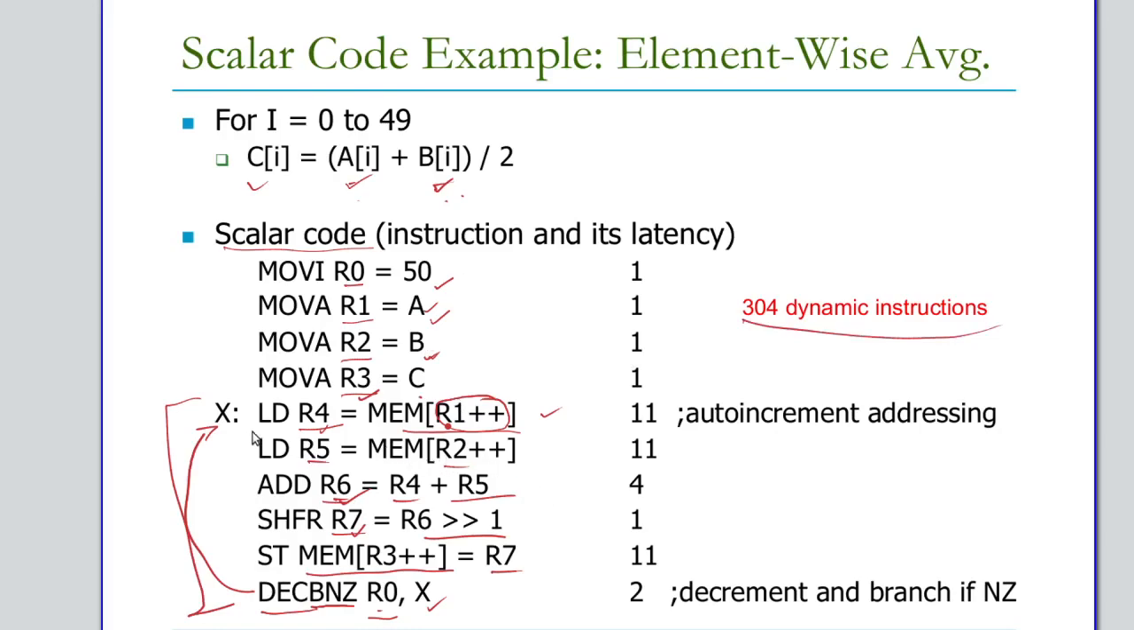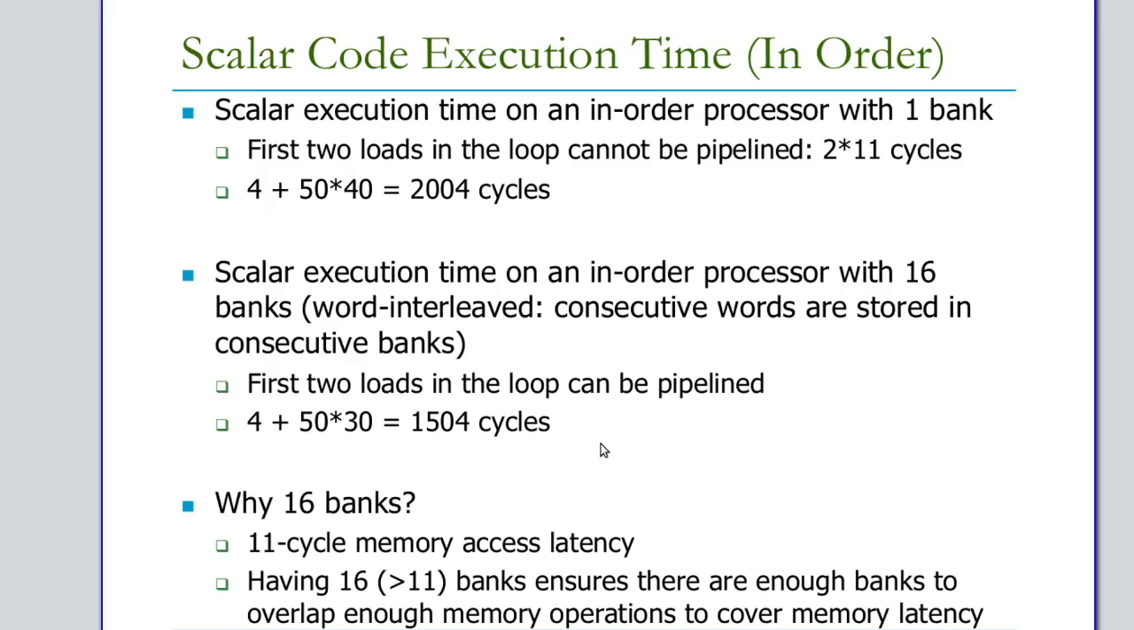Now let me say this load will take 11 clock cycles, and store will also take 11 clock cycles, addition will take 4 clock cycles, and this branch operation will take 2 clock cycles. Then in that case, how many clock cycles will it take? You can understand these are the 4 clock cycles. Here, add them and multiply by 50. So you will get something like 2004 clock cycles.